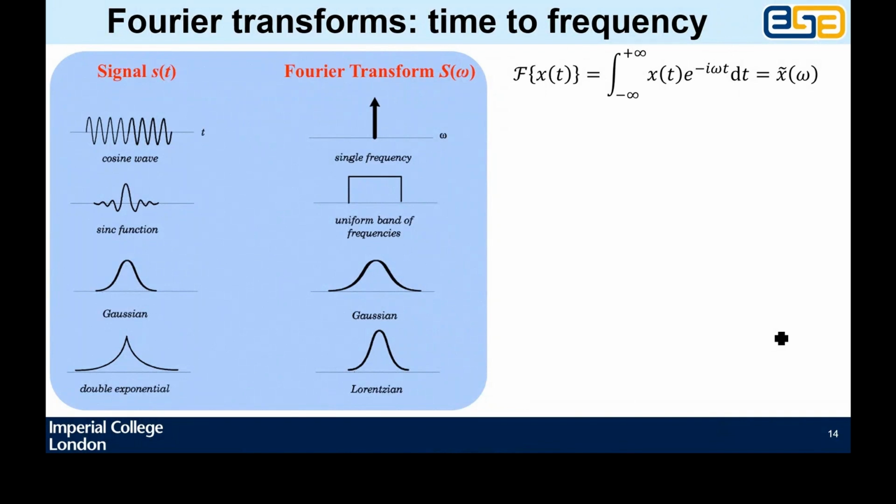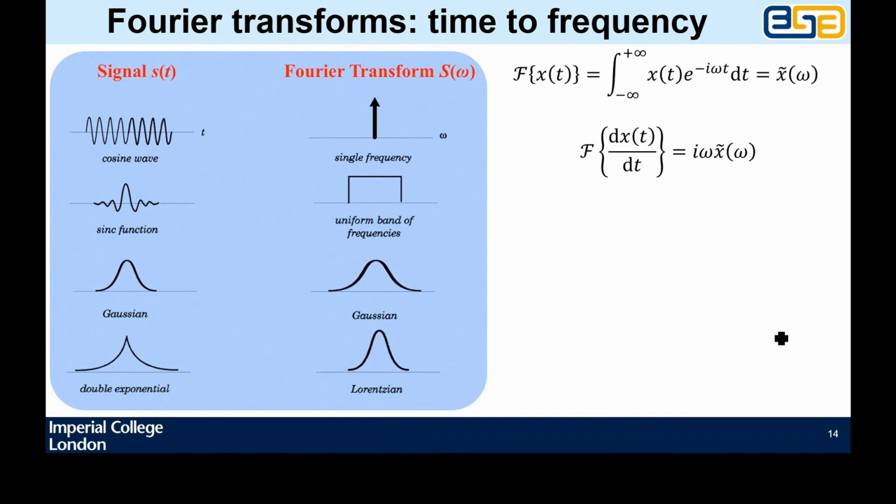If you would like to Fourier transform some function of time, x of t, you do this integral. You just take your function, multiply it by e to the minus i omega t, and you integrate it with respect to t between minus infinity and plus infinity. That's a pain. You don't have to do that, and you don't need to do that. But that's what it is. Let me tell you some of the results of doing that and why it's going to be so important.